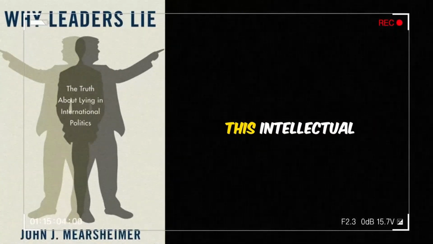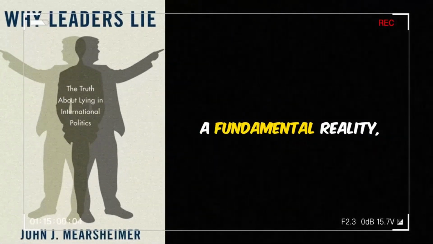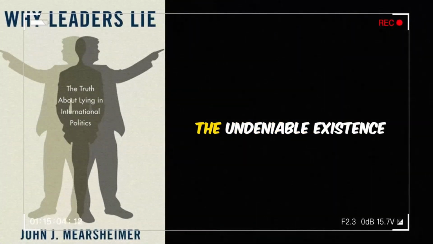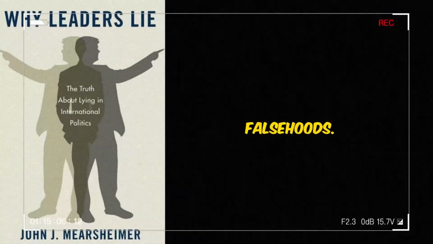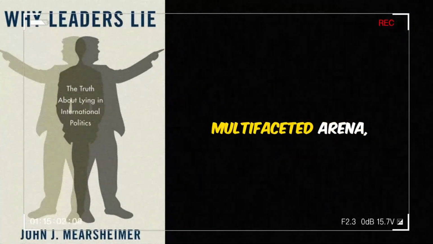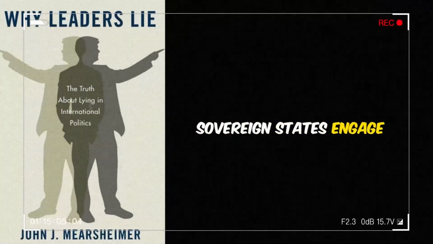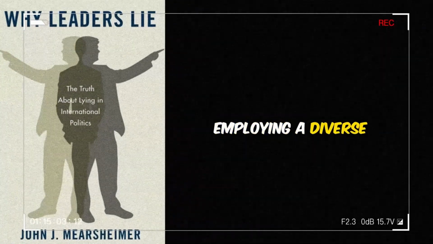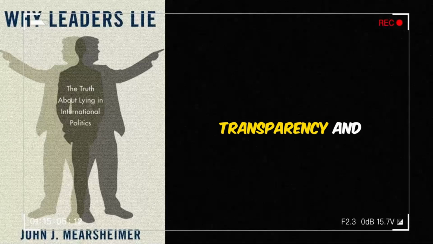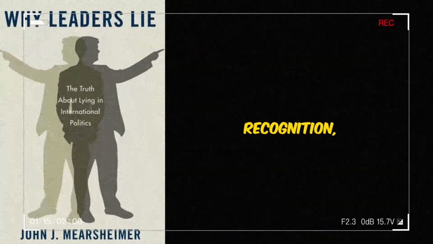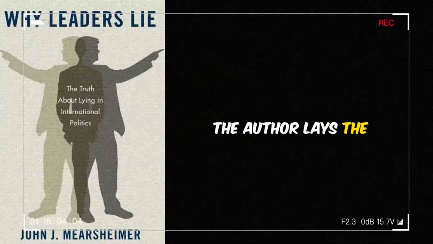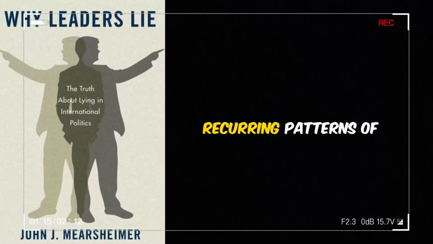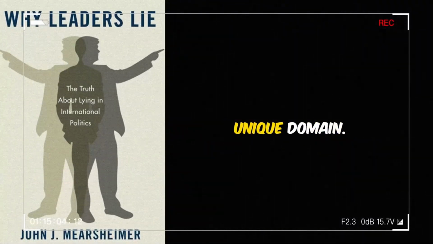Mearsheimer initiates this intellectual journey by acknowledging a fundamental reality, a reality that shapes the very landscape of international politics: the undeniable existence of deception and falsehoods. Within this complex and multifaceted arena, sovereign states engage in intricate and often high-stakes relationships on the global stage, employing a diverse array of tactics that extend beyond transparency and honesty. With this astute recognition, the author lays the groundwork for a comprehensive investigation into the motivations, consequences, and recurring patterns of deceit within this unique domain.